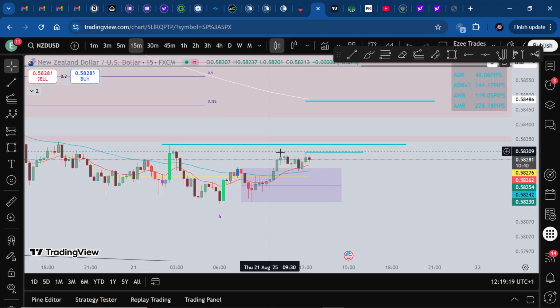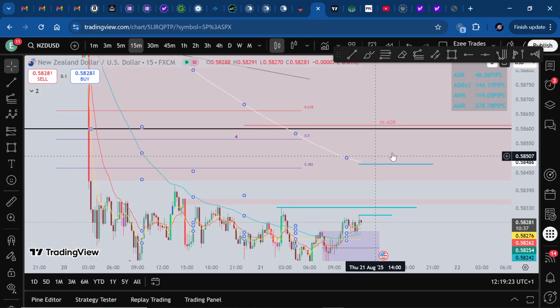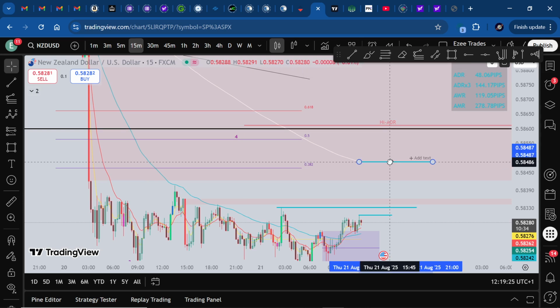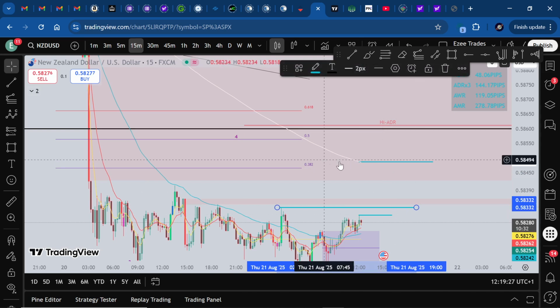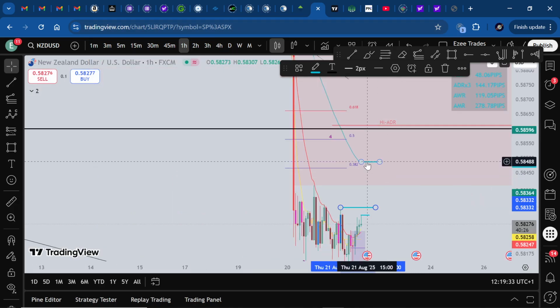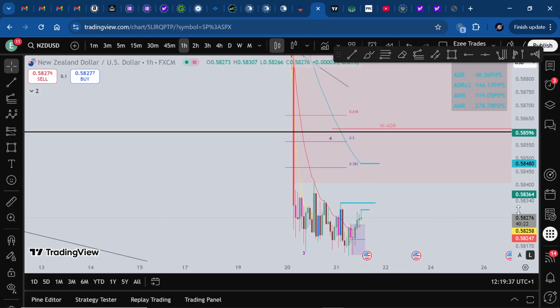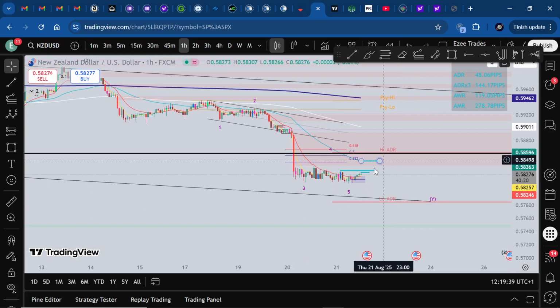The moment that gets broken, you're only really aiming for here. The 200 EMA here, the 50 EMA on the hour. In fact, I prefer that to be on the 50 EMA on the hour. Okay, that's where you're aiming for, because you are going to get turbulence. You're definitely going to get turbulence over here.